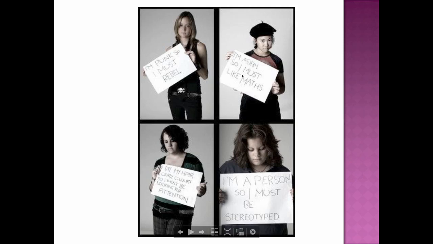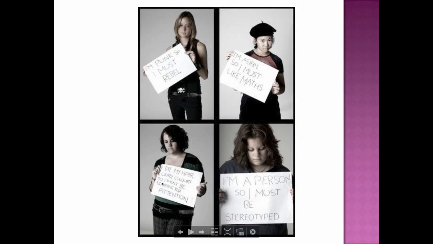The next stereotype that we totally have, in particular in the Western world, is Asians being very good in exact sciences. Her text clearly says, I'm Asian, so I must like maths. Obviously, this is also a typical case of stereotype that you would not expect, or that you would try to avoid in your classes.